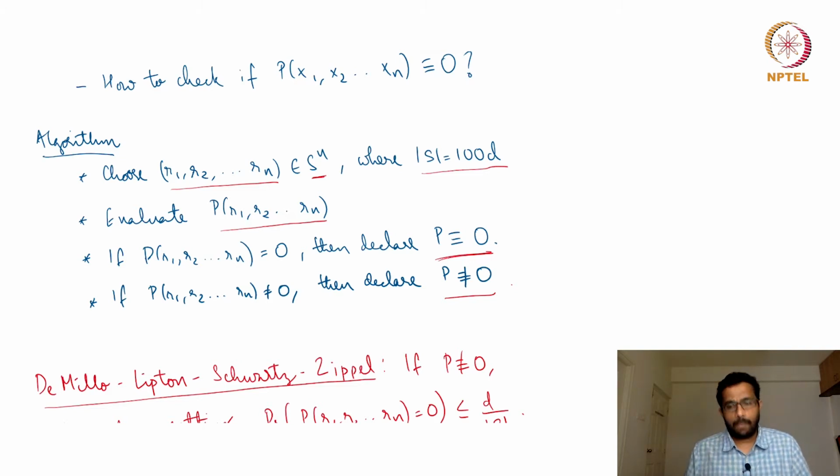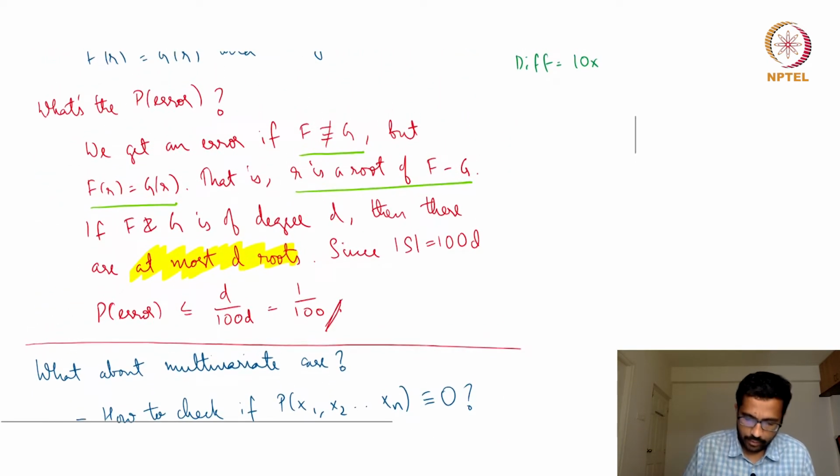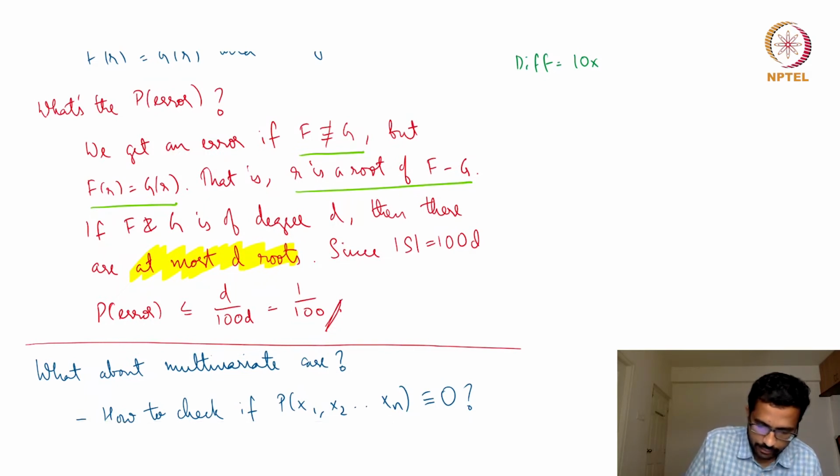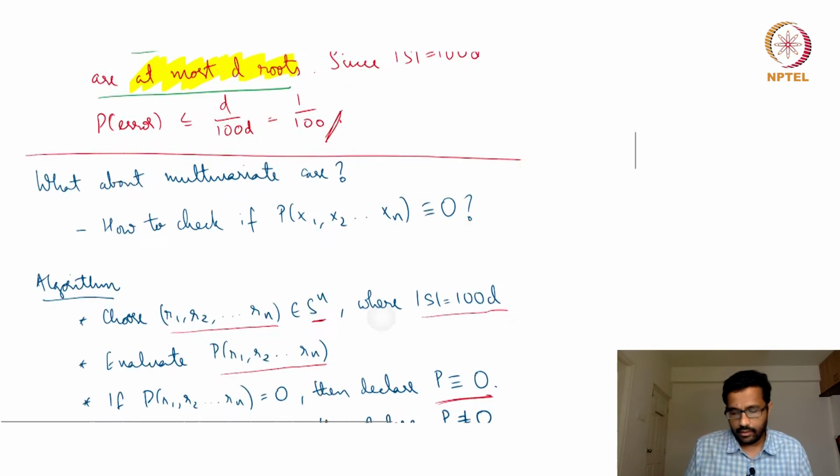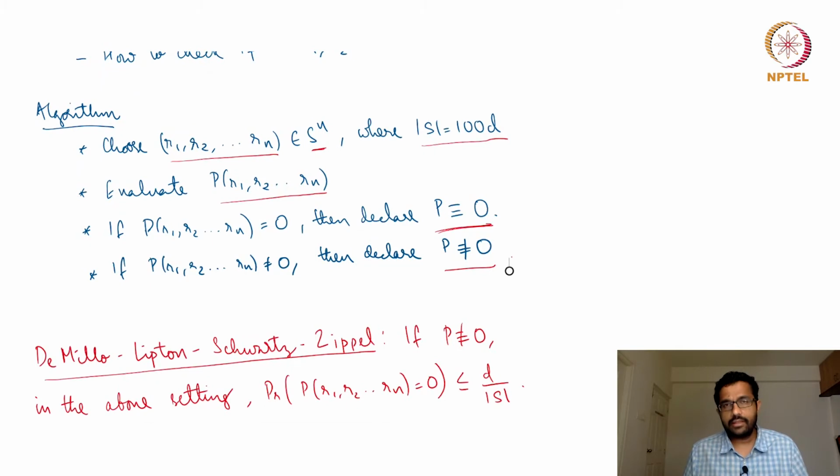In the case of single variable, we were able to say something like this: if f and g are of degree d, then there are at most d roots. In the case of multiple variables, can we say it has at most d roots or something like that? That is the question. If we can say that, then we are done. We cannot exactly say that, but we can say something very similar, and that happens to be enough.